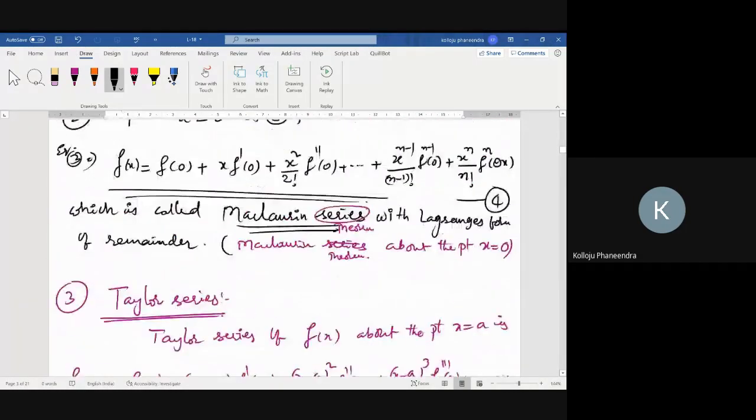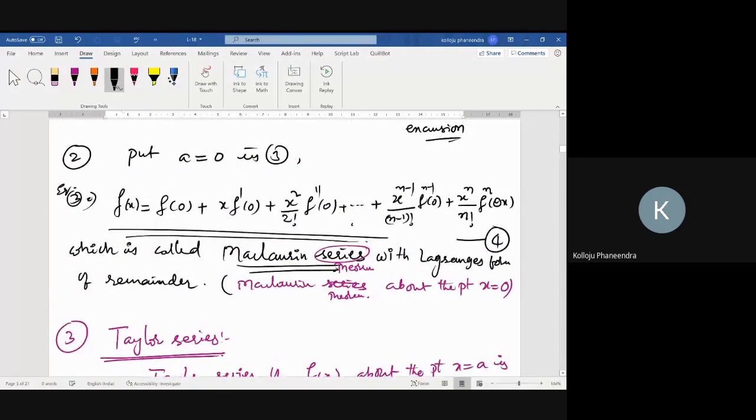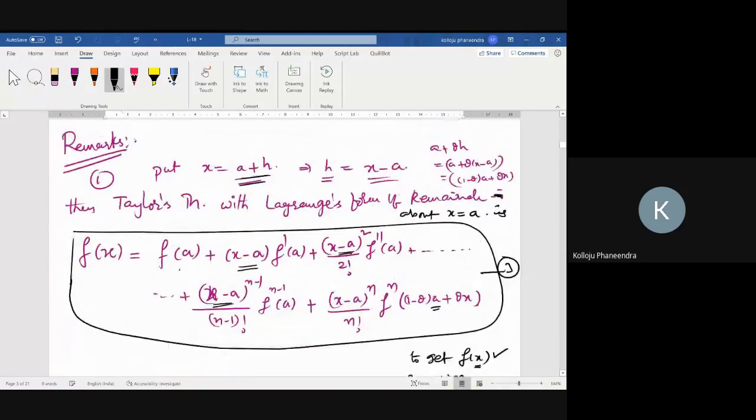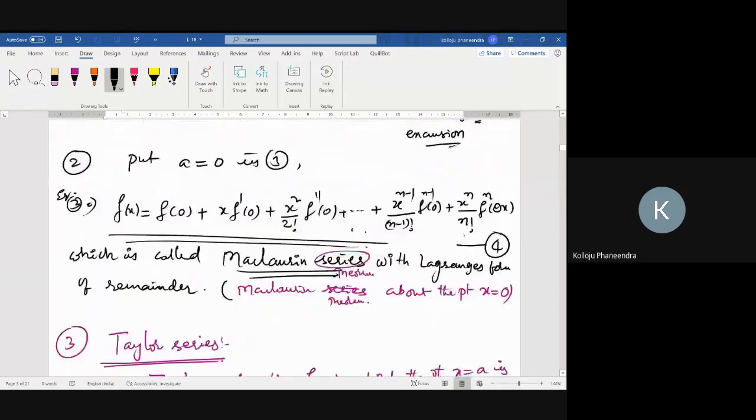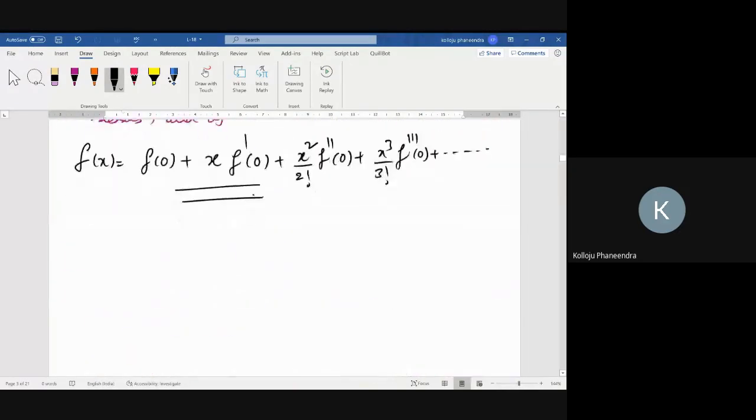And this one is Maclaurin theorem with Lagrange's form of remainder. And the next one is Taylor's theorem with Lagrange's form of remainder. You have to remember these 4 formulae in solving the problems.